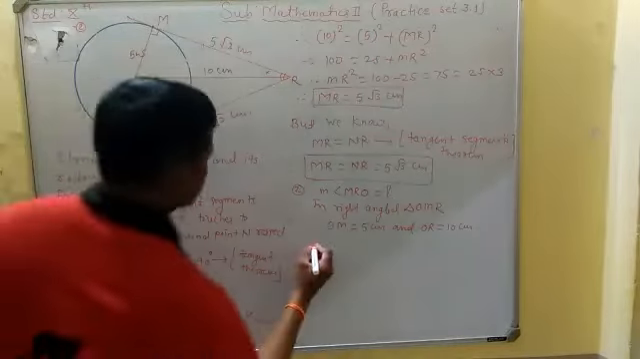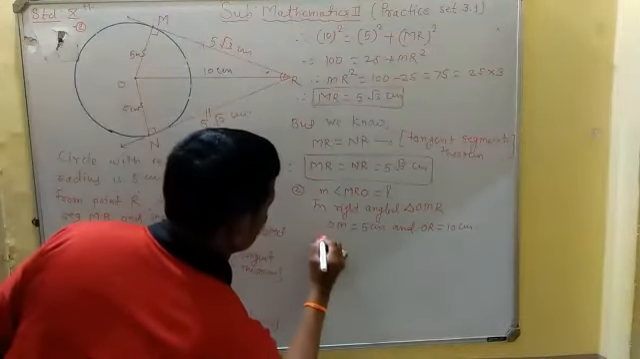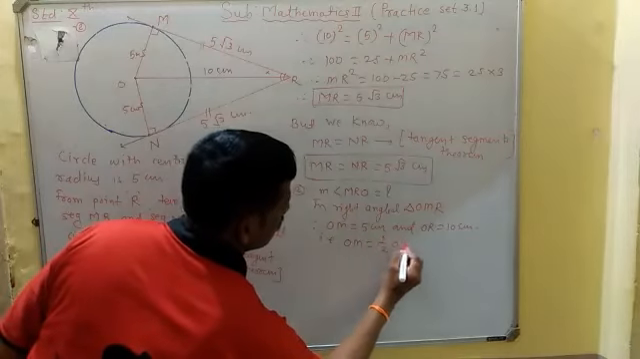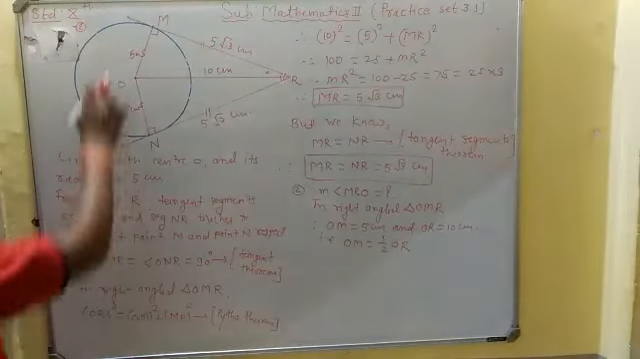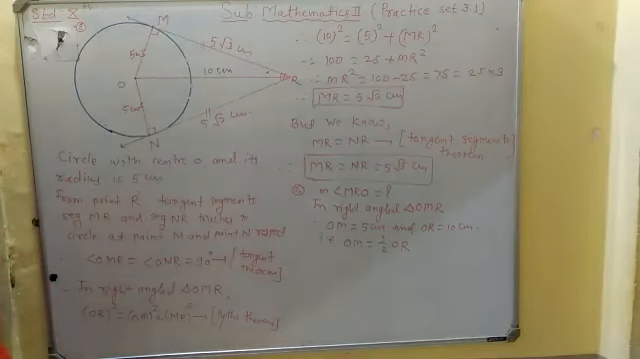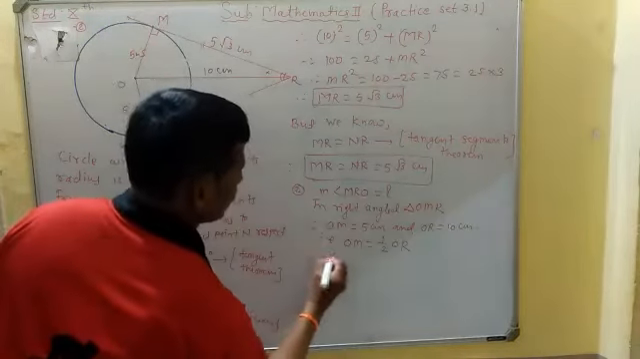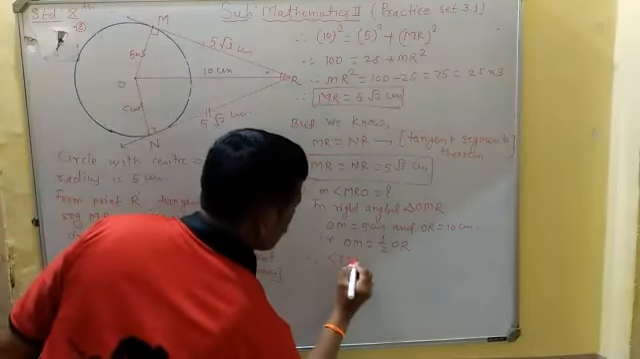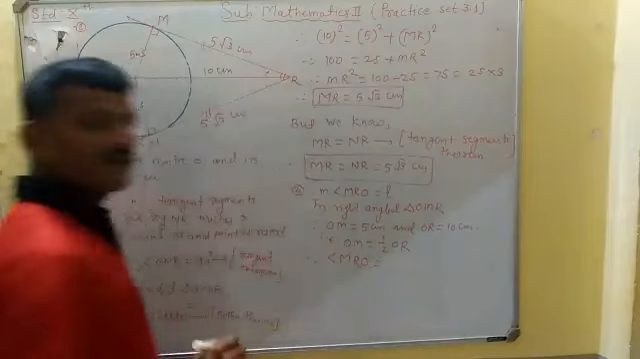That is, we write here OM is equal to half of OR. OM कसा आहे, OR च्या half आहे, 5 and 10. Okay, and therefore we say that angle MRO. What is the measure of angle MRO?